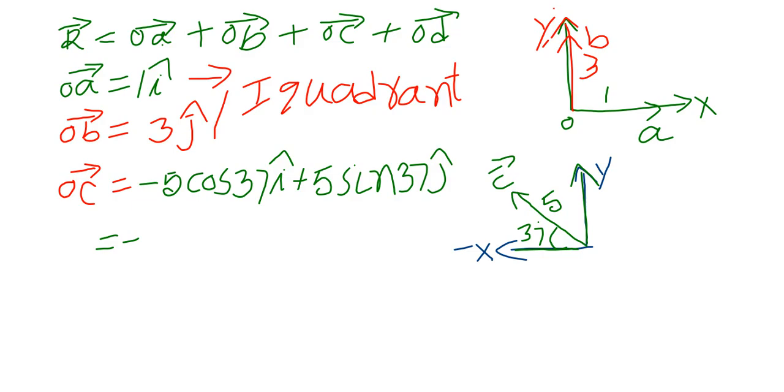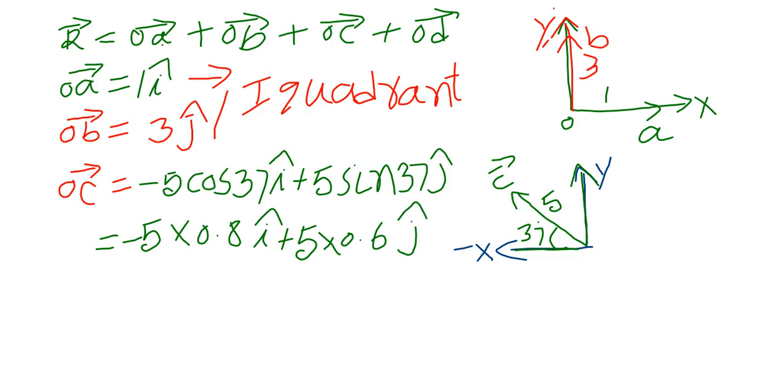The value of cos 37 is 0.8. The value of sin 37 is 0.6. So on simplification we get minus 4 I cap plus 3 j cap. So OC bar is minus 4 I cap plus 3 j cap. Now calculate OD bar.